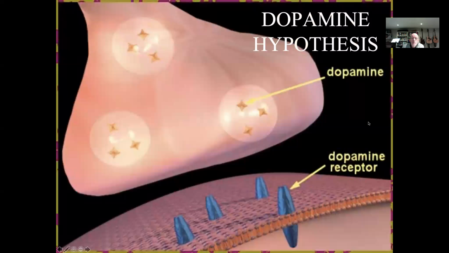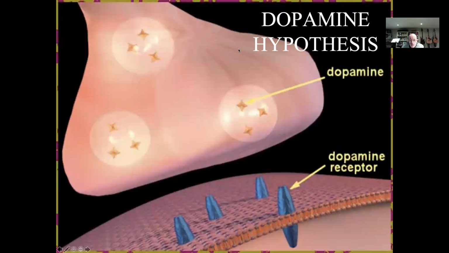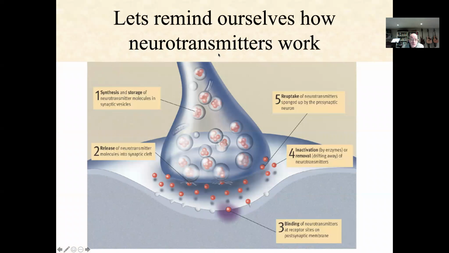Okay, so just a quick review of the original hypothesis and how neurotransmitters work. You have seen this last week, so we'll go fairly quickly. So we have an axon terminal, an electrical impulse comes down the axon, and it pushes these vesicles, these little bubbles full of neurotransmitters, towards the end of the axon terminal. And then neurotransmitters are released into the synapse or the synaptic cleft.